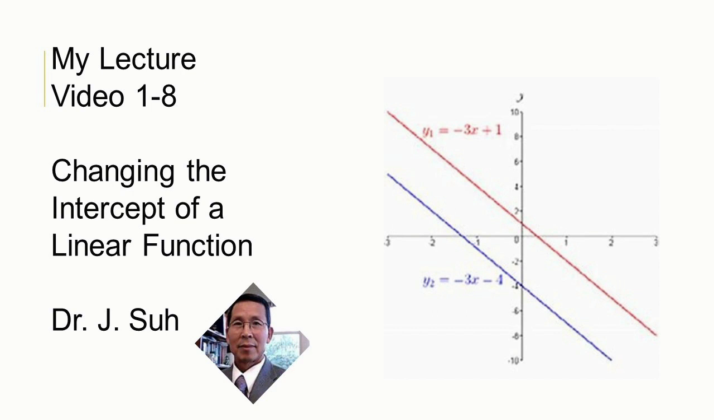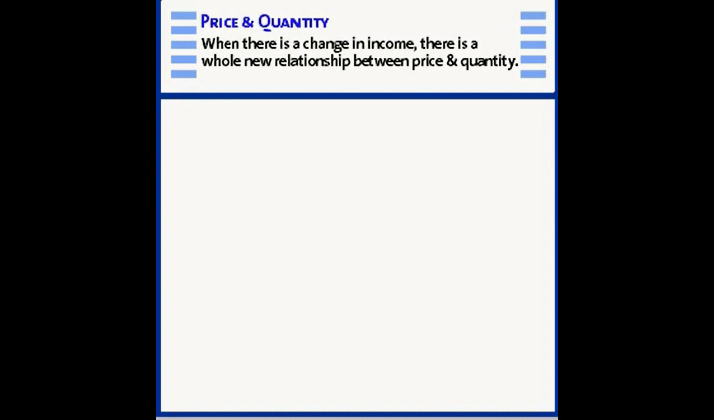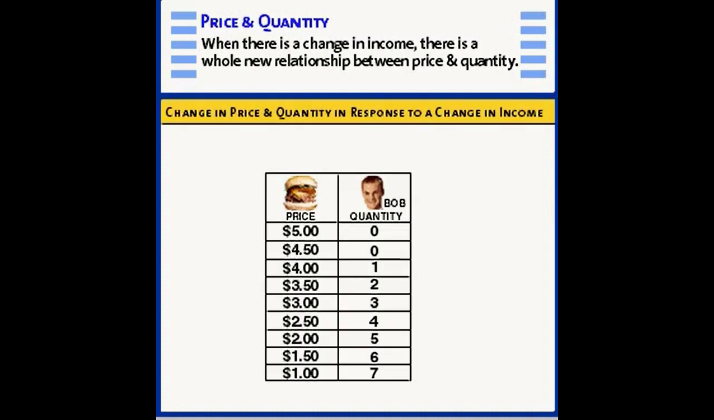Let's look at what happens to the relationship between price and quantity when we change Bob's income. We've seen already that Bob has a relationship between the price of hamburgers and the quantity that he consumes per week. We looked at these tables last time, and we imagined, although I didn't say so, that Bob's income was $500 per week. Now, if Bob gets a bigger income, he's going to change his behavior. Let's suppose that Bob's income goes up to $600 a week. If it does, we might expect that Bob would spend more money on hamburgers than before.